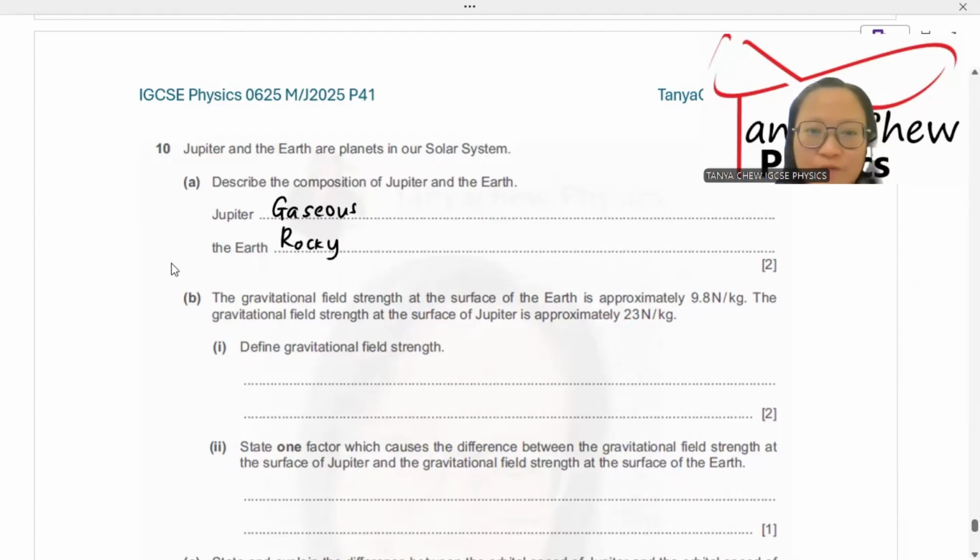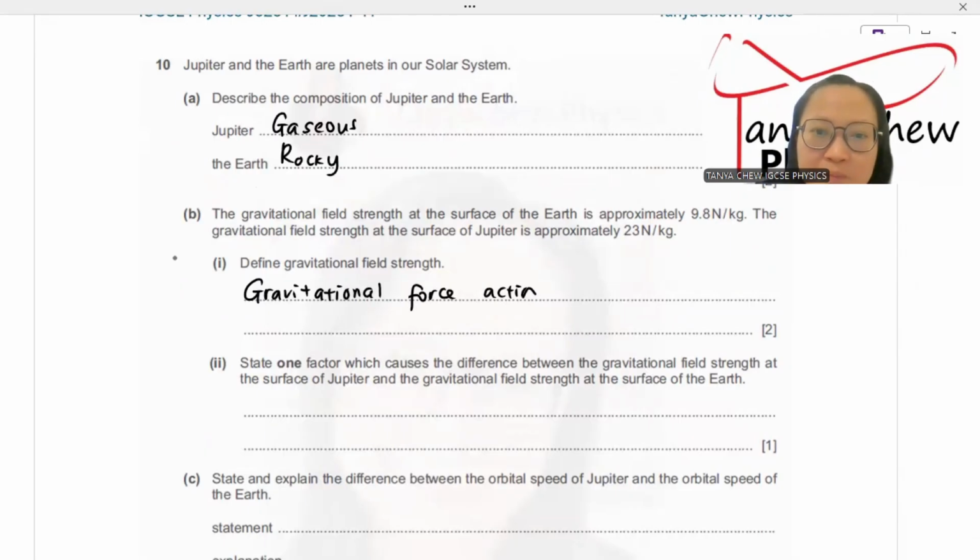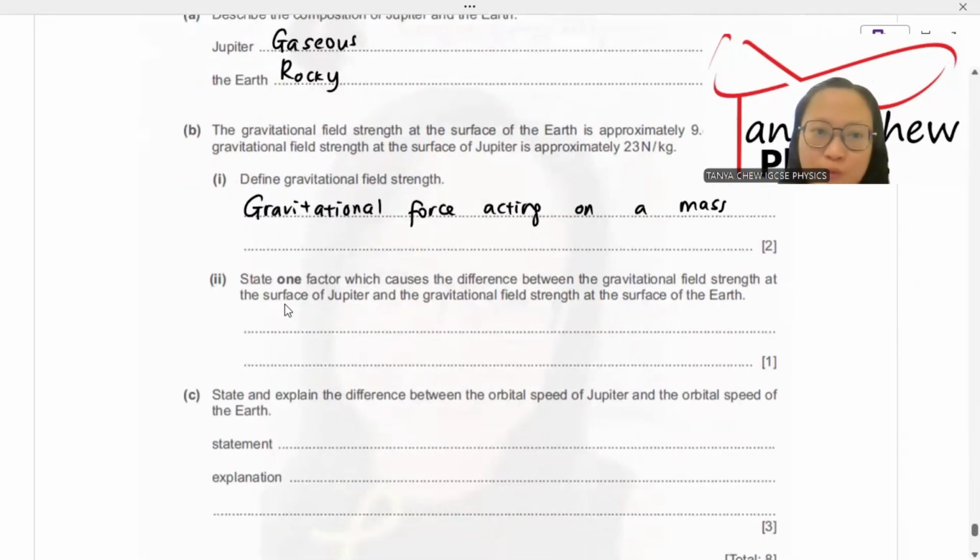Now, B, the gravitational field strength at the surface of the Earth is approximately 9.8 Newton per kilogram. The gravitational field strength at the surface of the Jupiter is approximately 23 Newton per kilogram. Define gravitational field strength. It is defined as gravitational force acting on a mass.